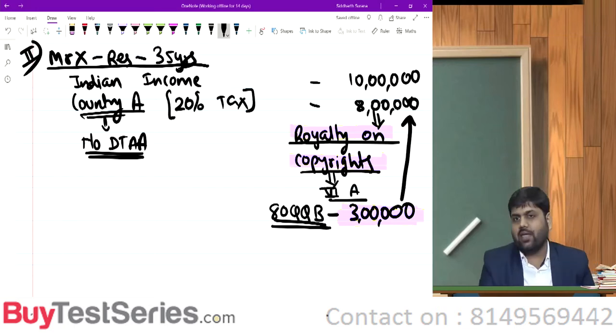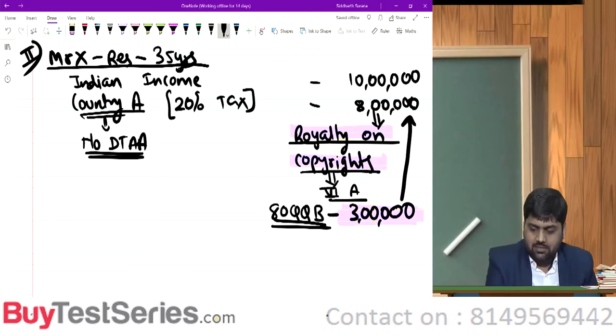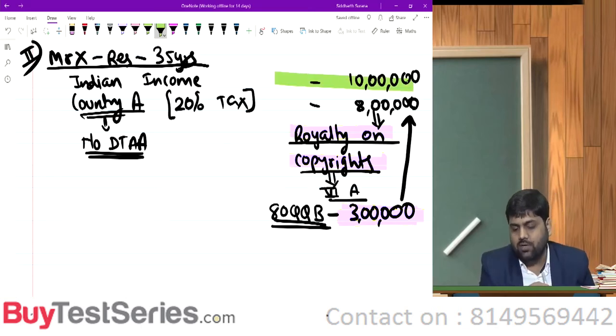Once again, do not forget, whenever we give relief, your first step is to check whether double taxation has taken place. Because if double taxation has not taken place, there is no question of relief. Relief will be available only if double taxation has taken place. So, is there double taxation? Can I say 10 lakh is taxable only in India? No double tax. But 8 lakh is taxable in India on the principle of residence, and country A has already taxed it, as the question has told you, on the principle of source.